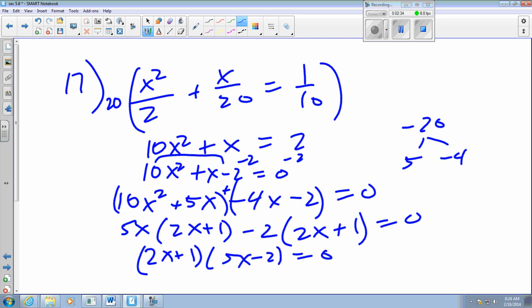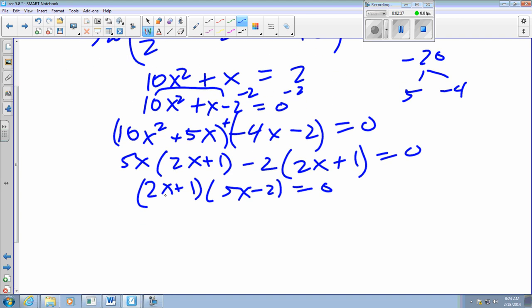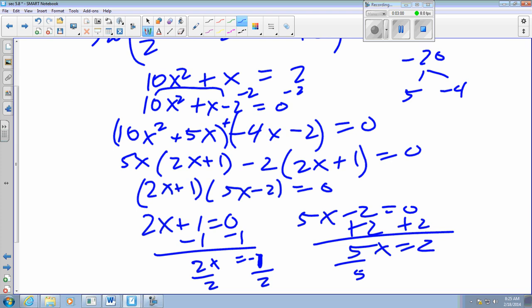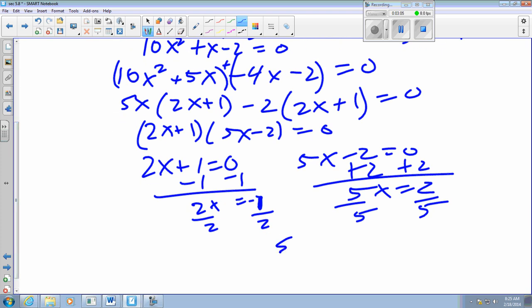Since they're both going to be fractional answers, because there's a number in front of the x, I'm going to set them equal to 0 and solve. Minus 1. 2x equals negative 1, and divide by 2, divide by 2. So I'm going to have negative 1 half and 2 fifths. So I'm going to write it as negative 1 half and positive 2 fifths.